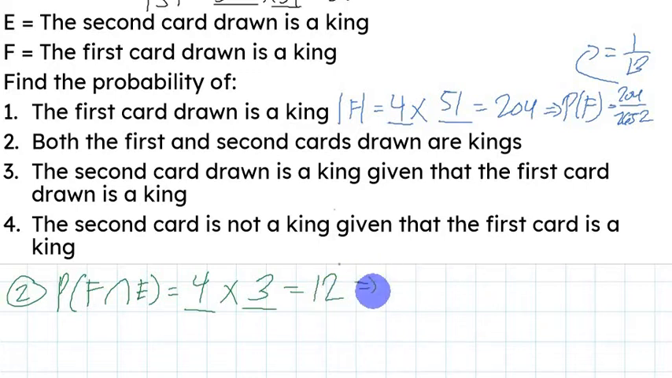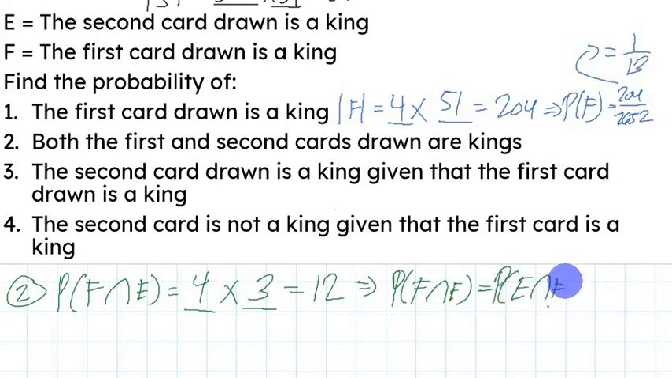So therefore, the probability of drawing both the first and the second card as kings would be the probability of F and E, or it's pretty much the same as writing the probability of E and F, which is 12 over 2,652, or 1 in 221 chances that you're both going to draw kings in your first and second draw. Now, the third one, the second card drawn is a king given that the first card drawn is a king as well.